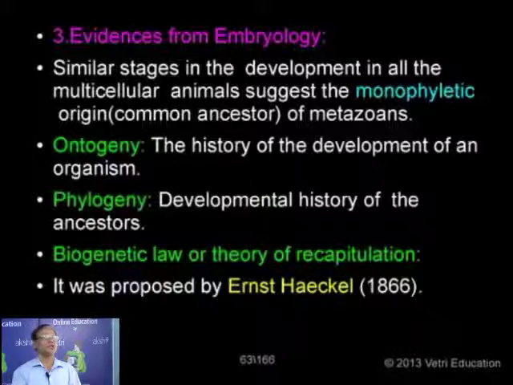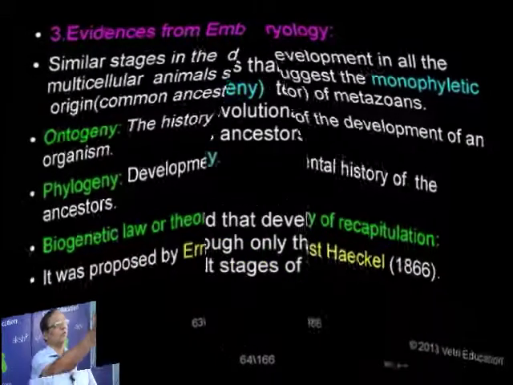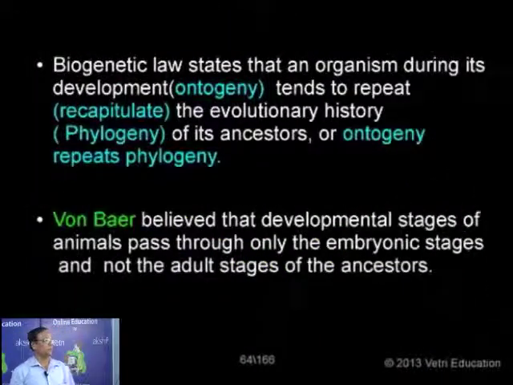Recapitulation means repetition, or a particular stage has been repeated. So this biogenetic law or theory of recapitulation has been proposed by the evolutionist Ernst Haeckel in 1866. So what is the nature of the law?